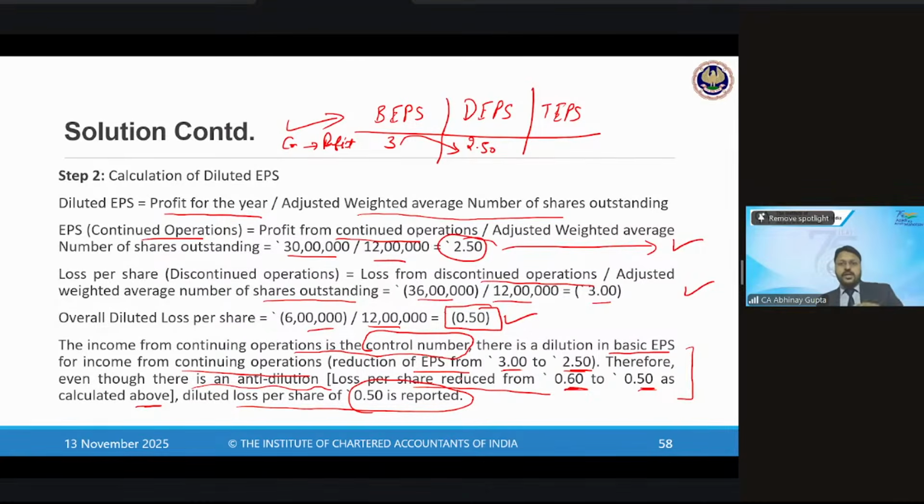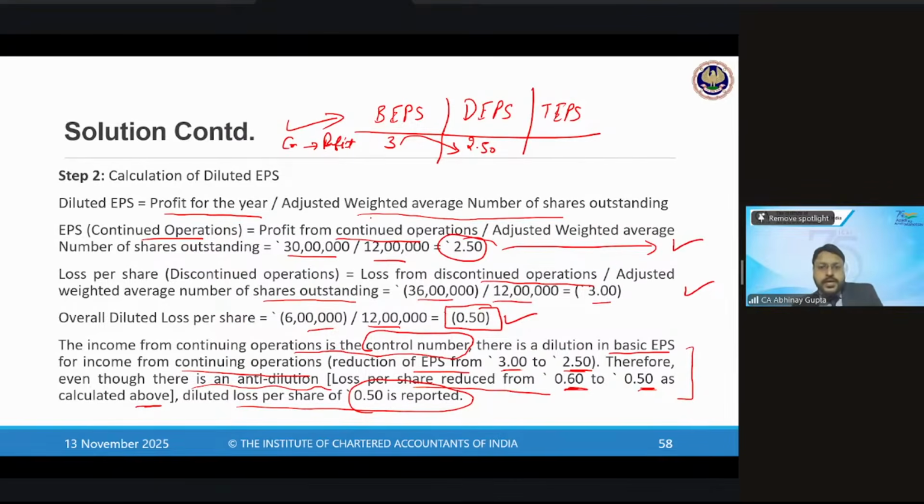So it means it is getting diluted, right? So my control number is basic earning per share. And if basic earning per share was positive 3 and it is coming to positive 2.5, that is diluted. So it is a dilution. Now we will not see what is happening to the discontinued operation or the total operation. Whether they become dilutive or not doesn't matter in this case because my basic is getting dilutive. So we will use the same basis for the purpose of calculation of diluted and the total, right?